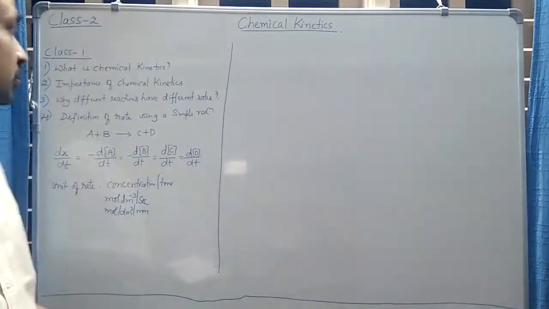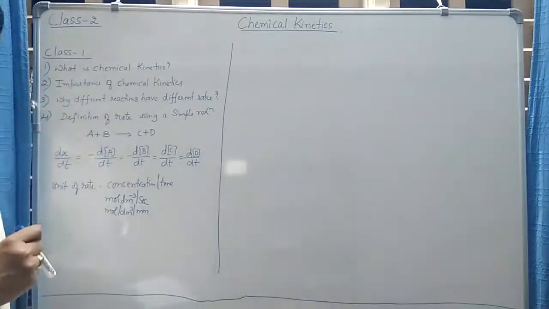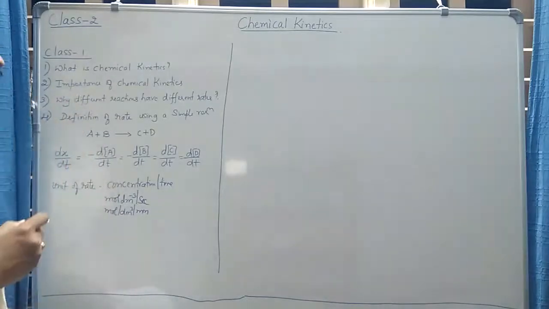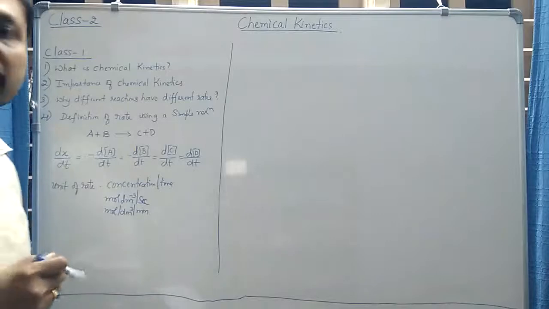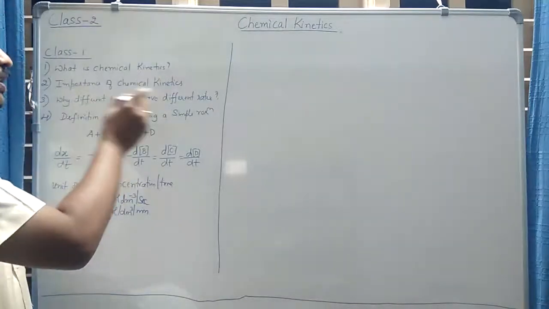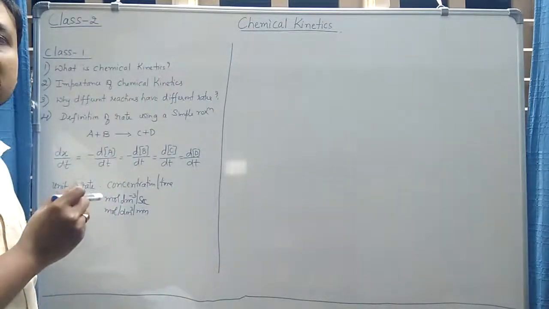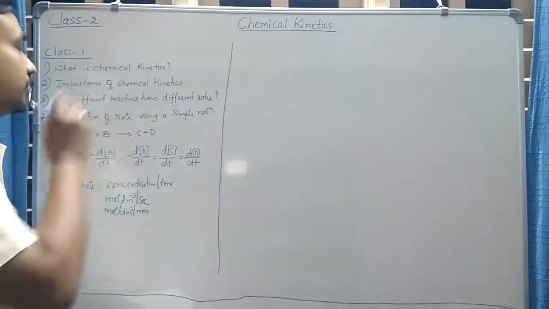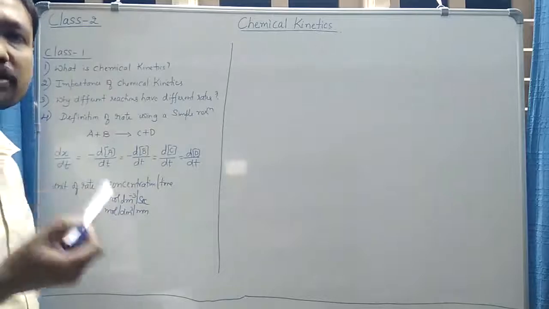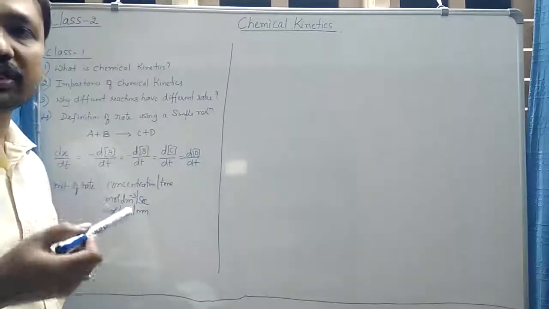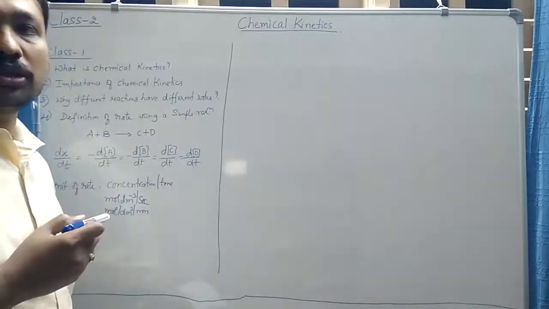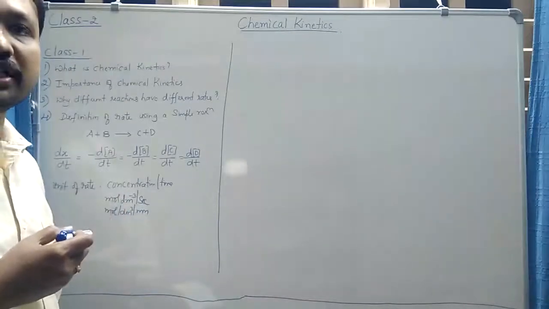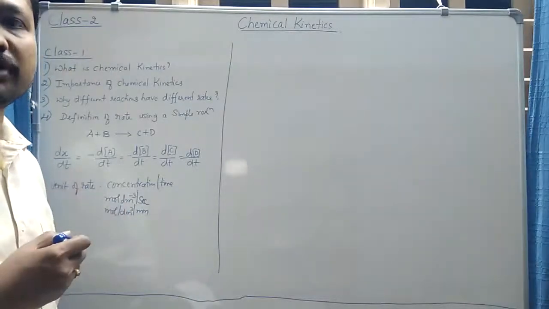In the last class, we defined what chemical kinetics is. Okay, and we also discussed the importance of chemical kinetics. Why do we need chemical kinetics? Because of the limitation of thermodynamics. Thermodynamics can only tell us whether a particular reaction is spontaneous or not. Okay, but it cannot tell us, if a particular reaction is spontaneous, how fast the reaction will proceed.